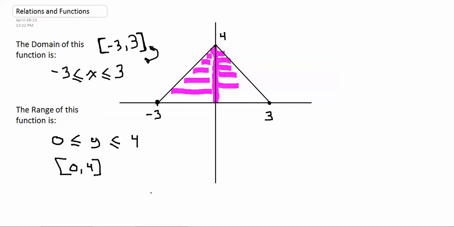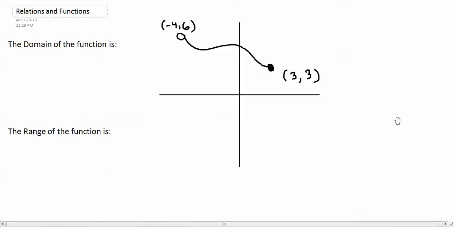Okay, so let's take a look at an example here where we have some points that are not included. Here we have another relation. This is a function because it passes our vertical line test. If I draw a vertical line through here, it doesn't intersect more than one point of our relation. So let's take a look here. I want to know what the domain is. We've got this open dot here. That means that this value of -4 is not included.